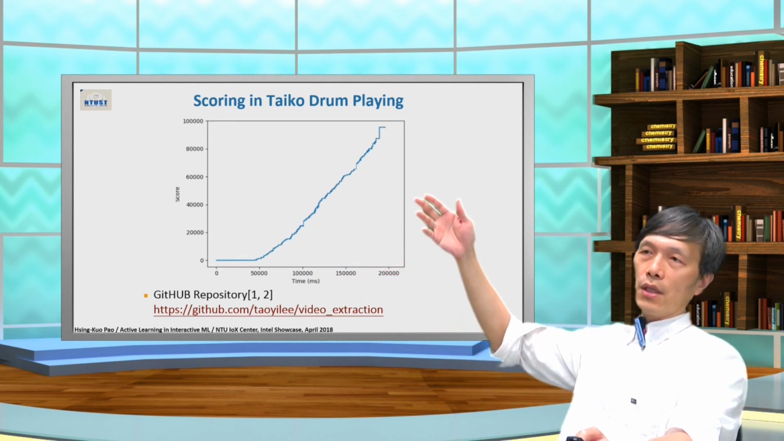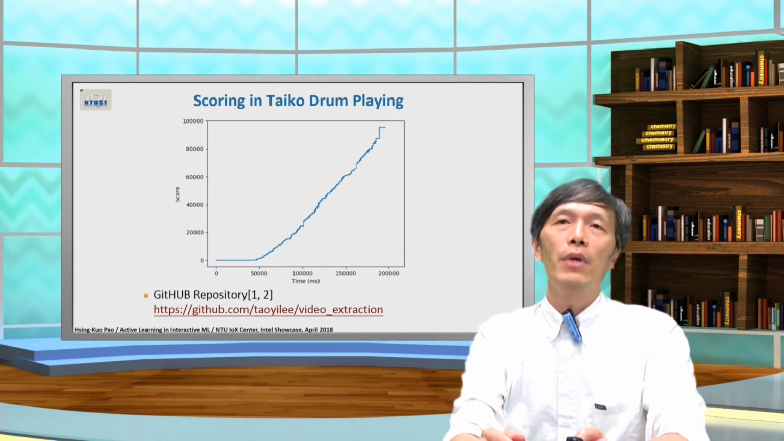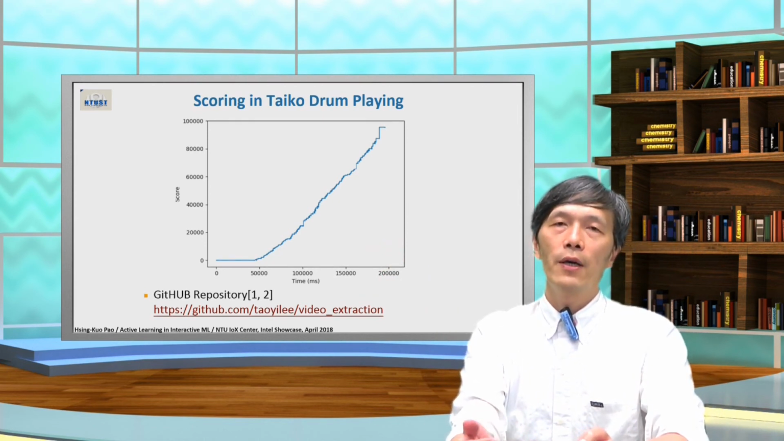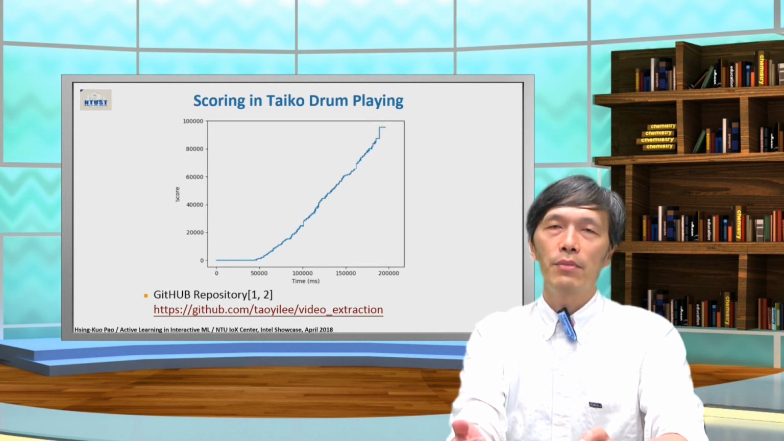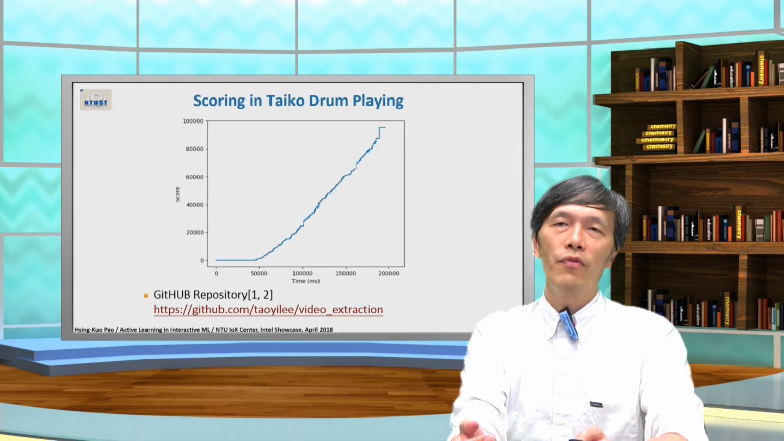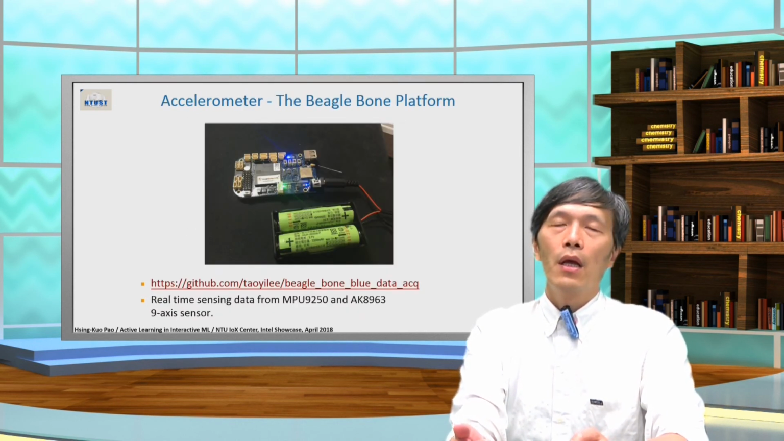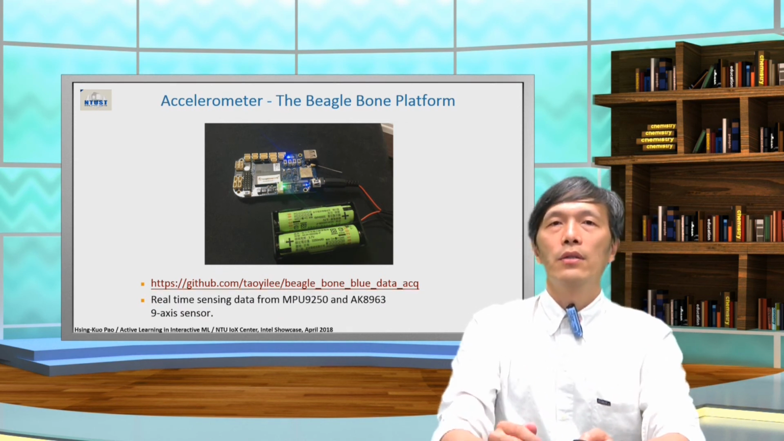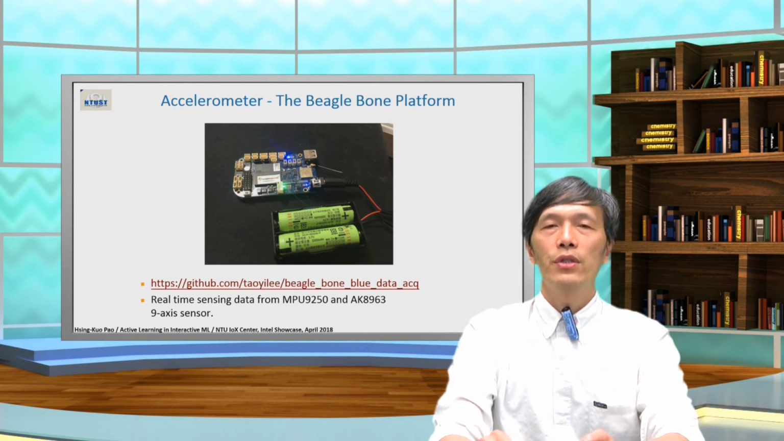Okay, after the music finishes, maybe we'll receive the final score. At different moments, the music could move very fast or very slow, so people may react differently. So we use a sensor to record what kind of performance different users may have when they play the game.